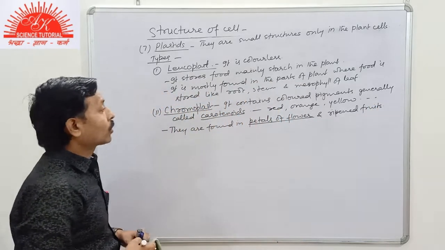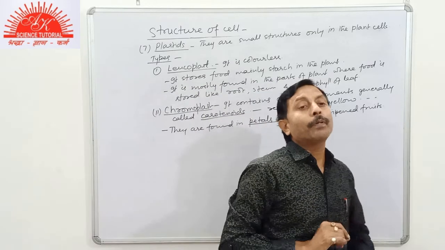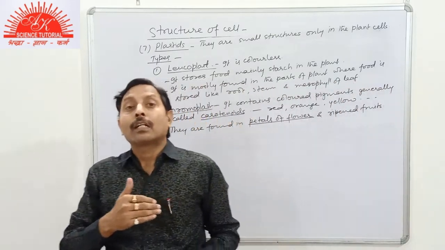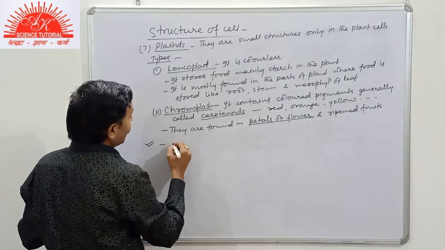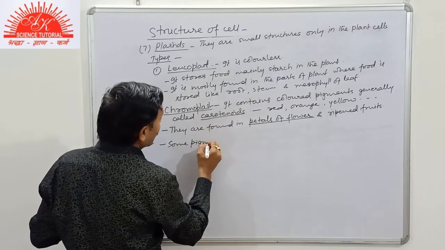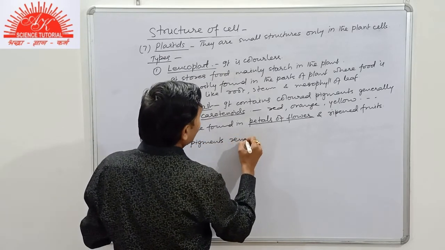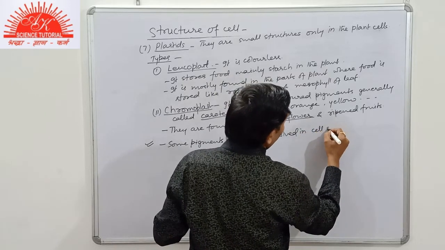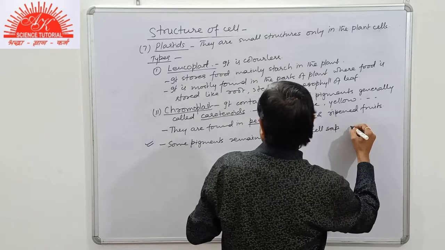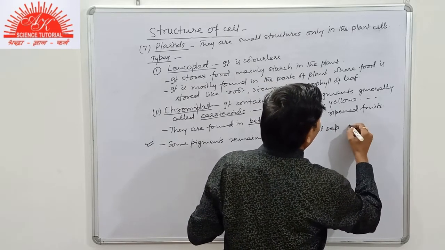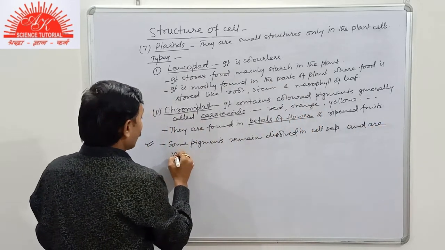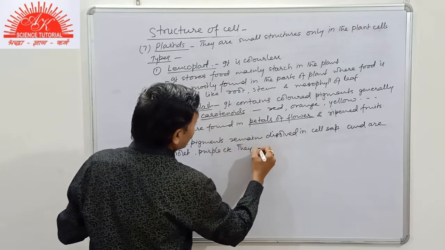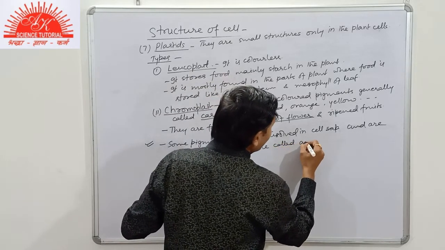Or that is in fruits it is also found. There are some more pigments which are not present in the chromoplast, plastid, but they remain dissolved in cell sap. So here you see that some pigments remain dissolved in cell sap, and are violet, purple, etc. They are called anthocyanin.